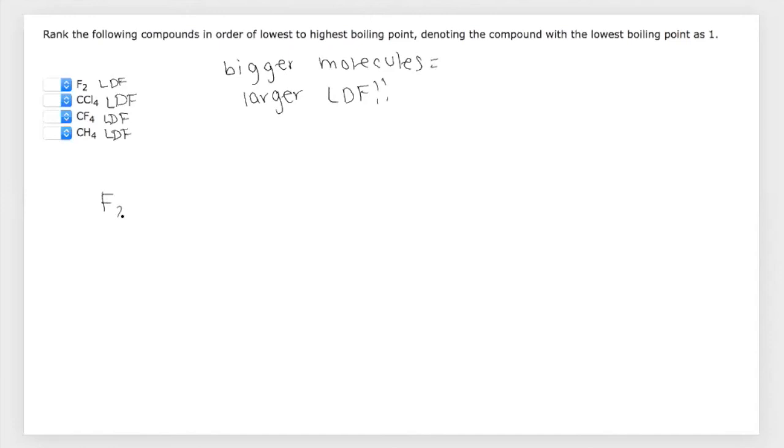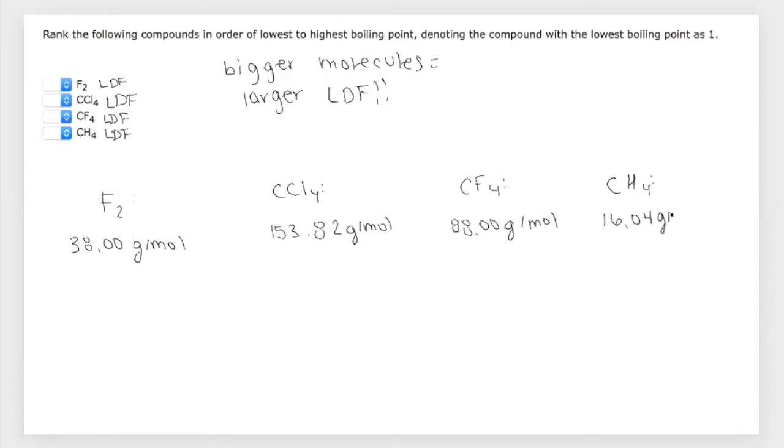Between F2, CCl4, CF4, and CH4, we have the following masses: 38 grams per mole, 153.82 grams per mole, 88 grams per mole, 16.04 grams per mole. And so now we can compare these. We see that methane, or CH4, is the smallest at 16 grams per mole. F2 is the next smallest at 38 grams per mole, followed by CF4, and then CCl4.